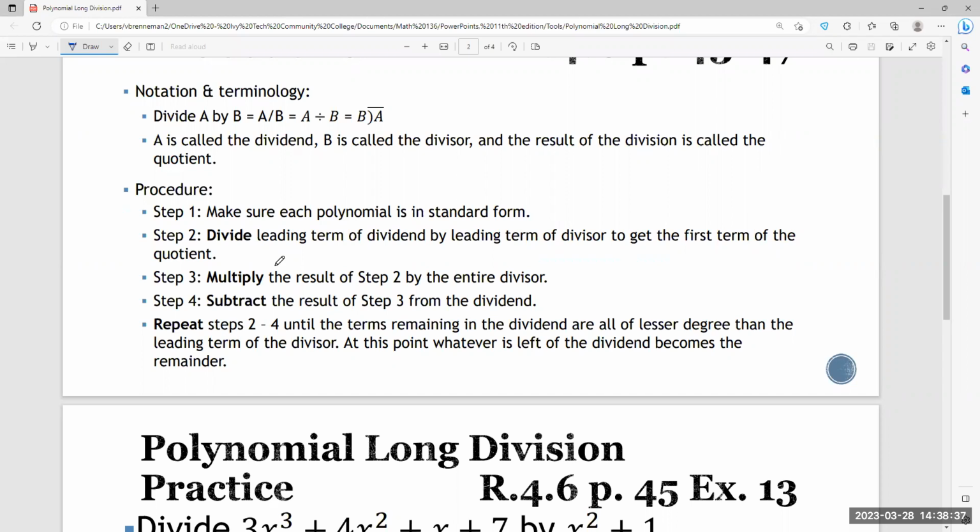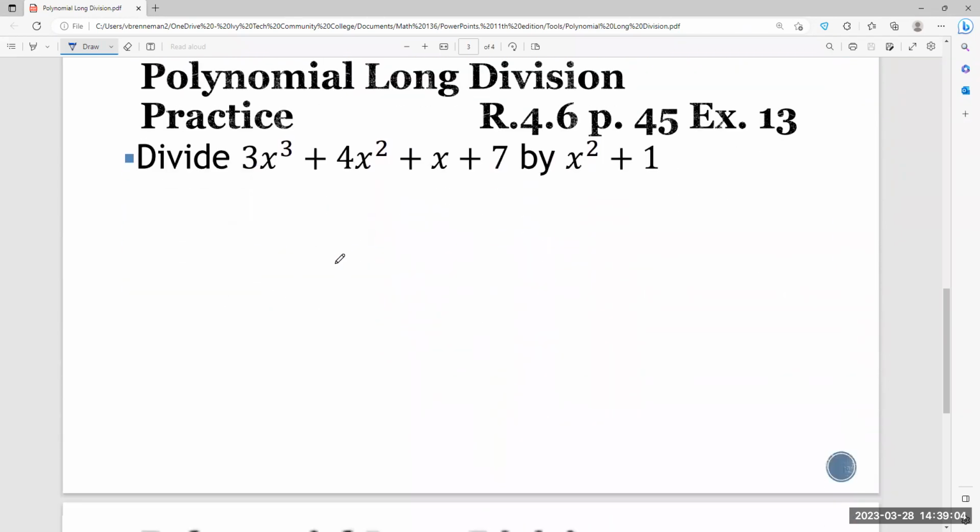And then you subtract all of that multiplication result from the dividend. Make sure you apply the subtraction to each term from that. Then repeat those three steps until what's left has a lesser degree than the leading term of the divisor, and at that point what's left is the remainder. So let's look at a couple examples of this.